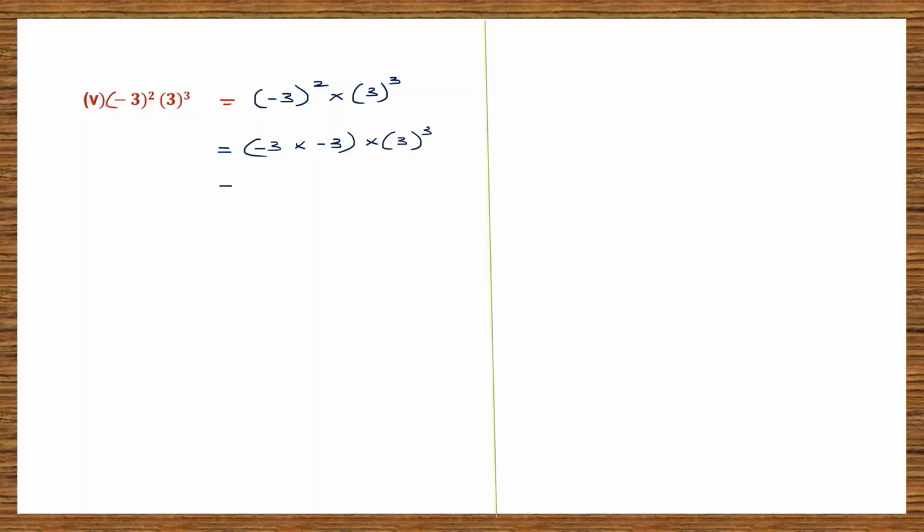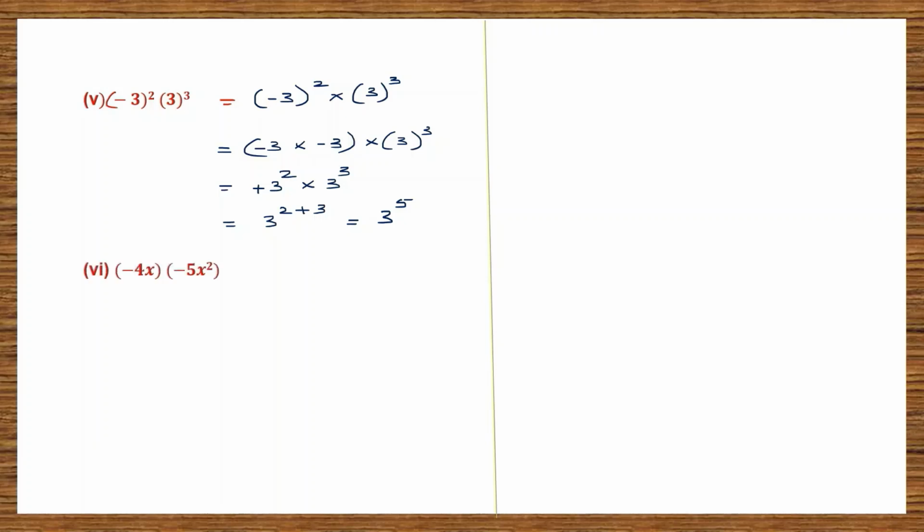So here let's multiply the signs. Minus into minus is plus. And how many times do we have 3? 1 and 2. 3 raised to the power of 2 into 3 raised to the power of 3. And because it's multiplication, we can follow the product law which says add the powers if the base is the same. So since the base is the same, 3 raised to the power of 2 plus 3, and here it is 3 raised to the power of 5. So this is our answer, 3 raised to the power of 5.